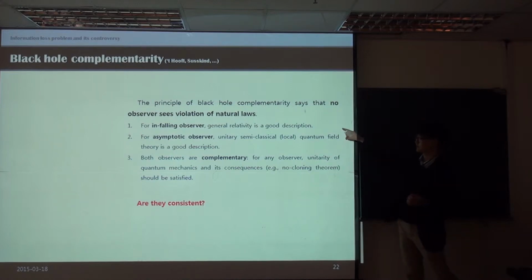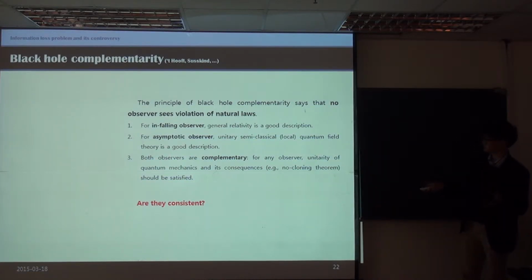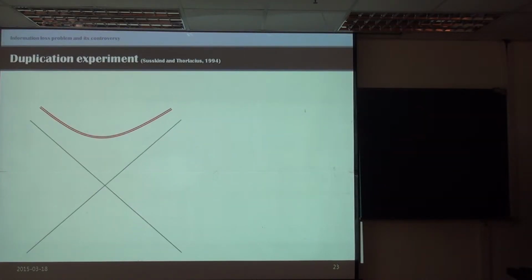Complementary means that the infalling observer may see something and the asymptotic observer may see something else, and they are not consistent with each other, but they are complementary, like wave-particle duality. For any observer, unitarity, quantum mechanics and its consequences, the no-cloning theorem and so on, should be satisfied. This is the basic idea of complementarity. So let's see what is going on.